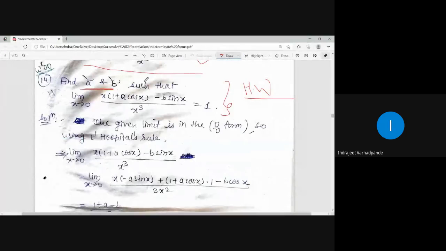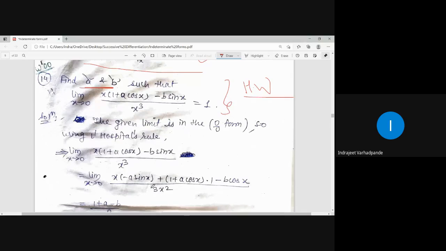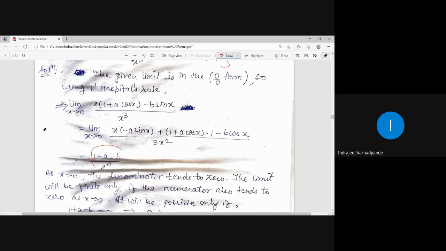So find a and b such that the limit as x tends to 0 of (x(1 + a cos x) - b sin x) upon x cube is equal to 1. In a similar fashion, if you see here, it will be (1 + a - b) upon 0. The numerator also tends to 0. If you wish to, you can note down these earlier steps.